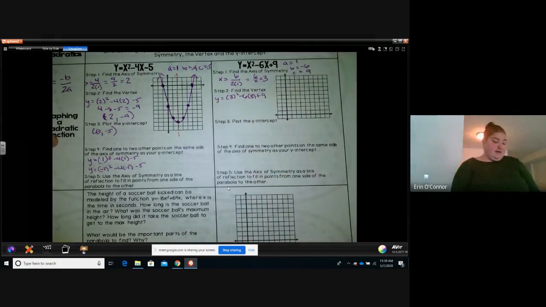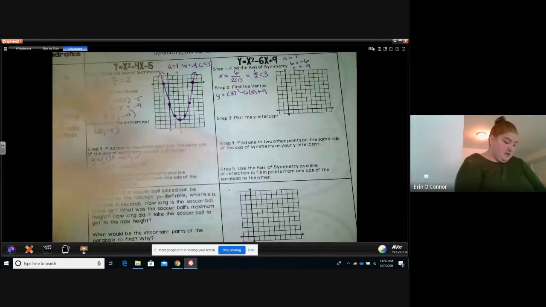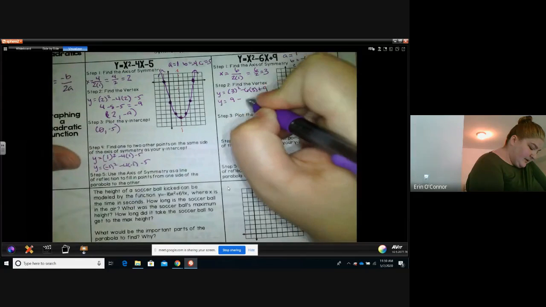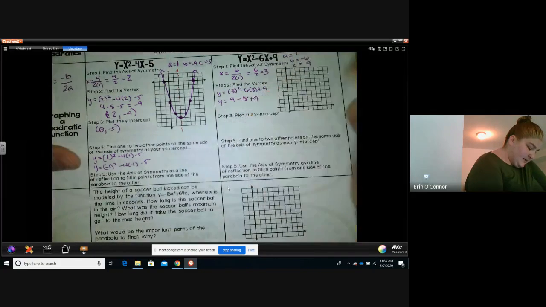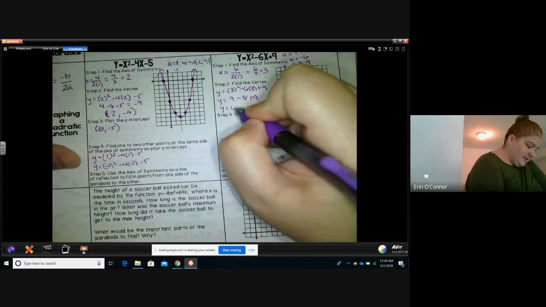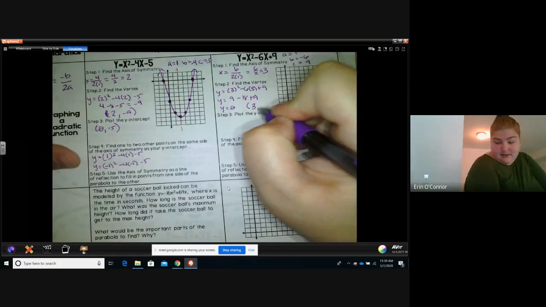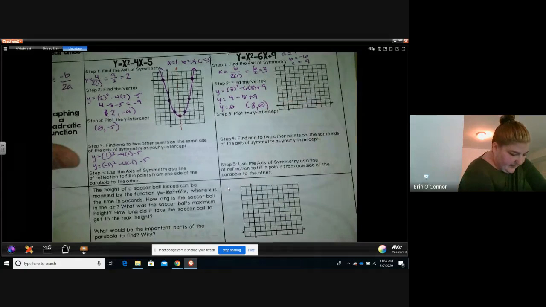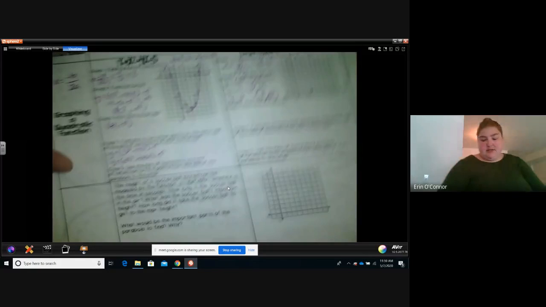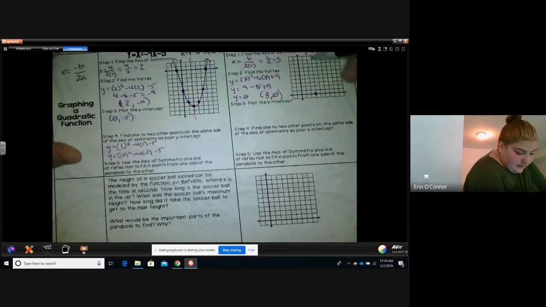3 squared is 9. I'll do this out for you guys. 6 times 3 is 18, plus 9. We get y equals 9 plus 9 is 18. 18 minus 18 is 0. So my point is at (3, 0). So I can start with that point at (3, 0), and that's my vertex. And remember, there's an imaginary line right there.